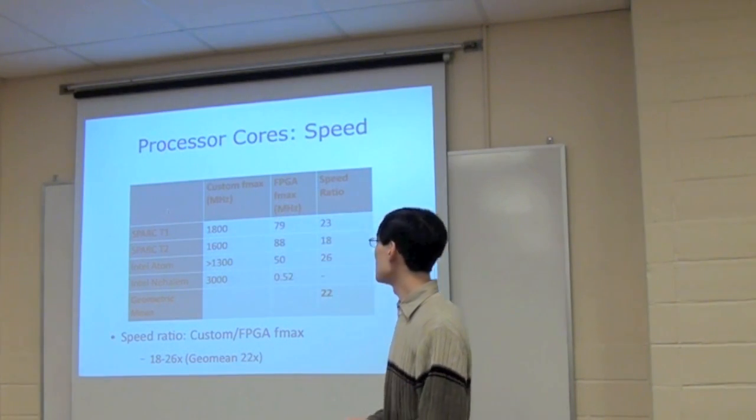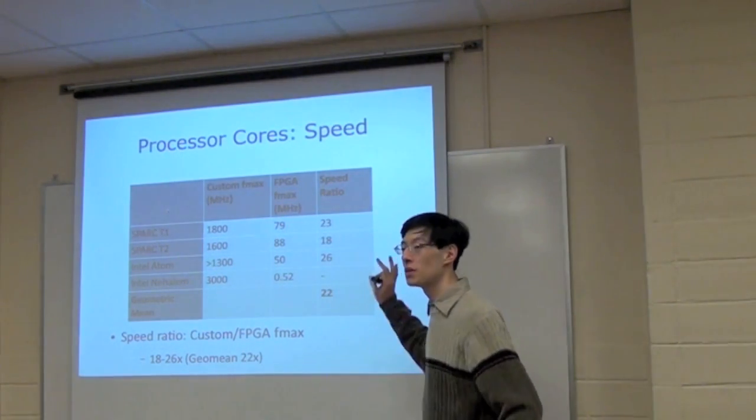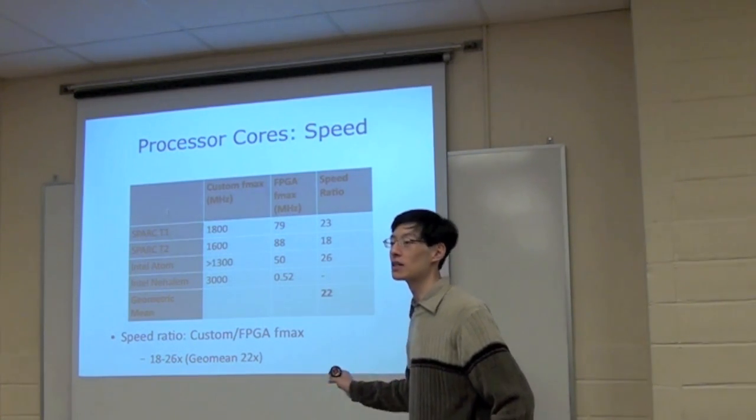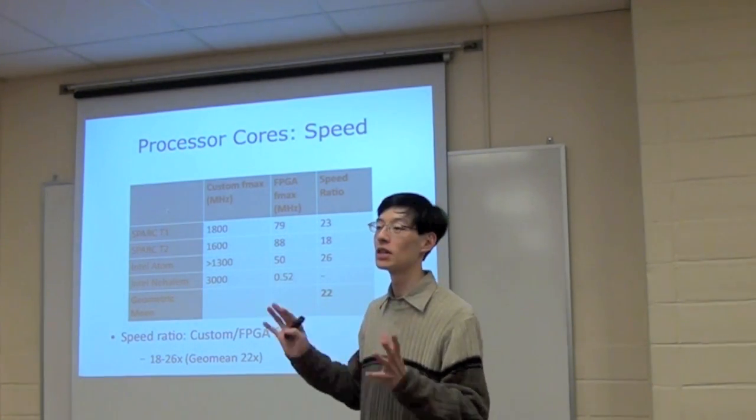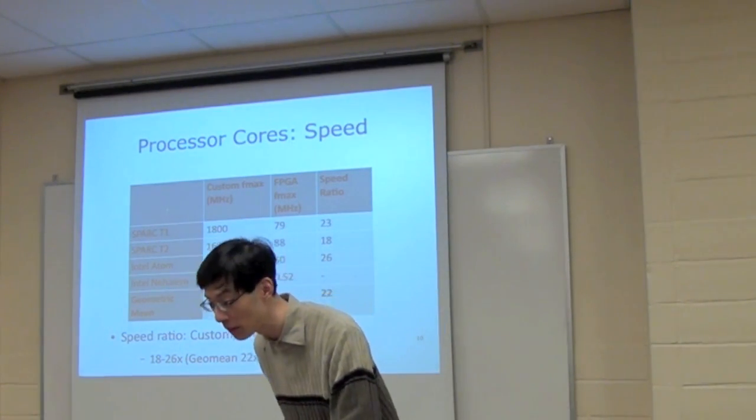Here's the same results for speed. We have an average of around 22x. We don't have a number for Nehalem because they time multiplexed the interconnect and ended up with 500 kilohertz. So out of the 3 processors, the average is 22x.